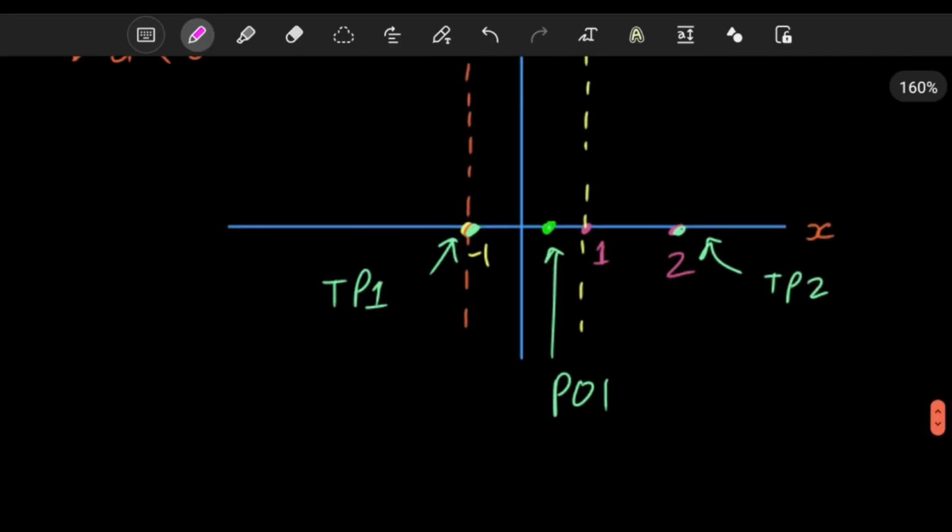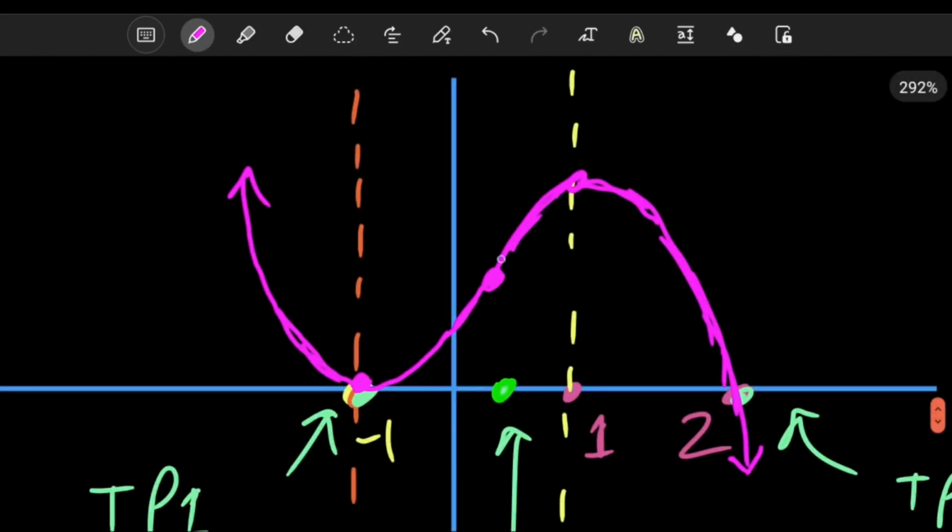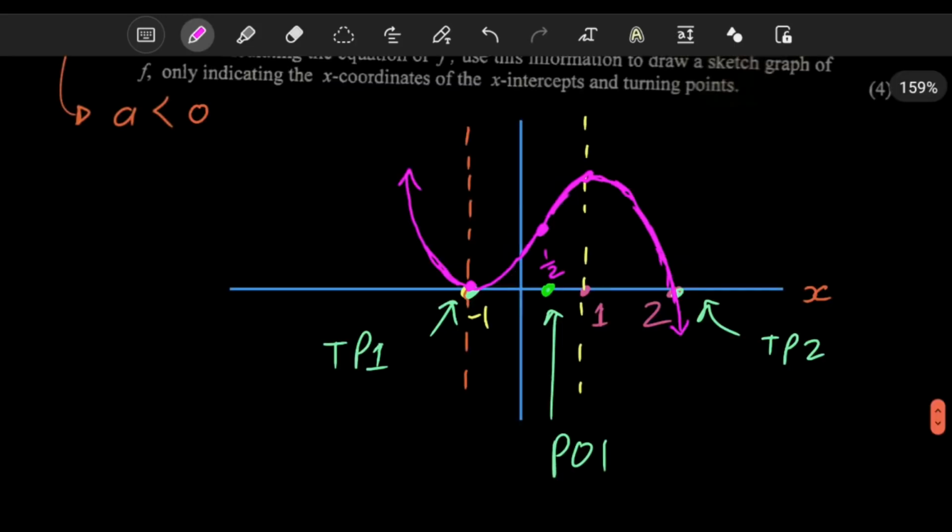The only way that's going to happen is it goes down and then turns here. Then it needs to go up, somewhere here is the point of inflection, and then it turns here because this is a turning point. Then it basically just carries on going down. So this is what your graph is going to look like, because you see, it's just a half in the middle here. There you go.